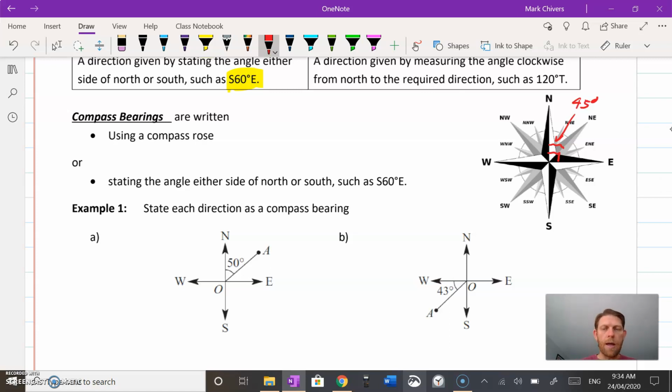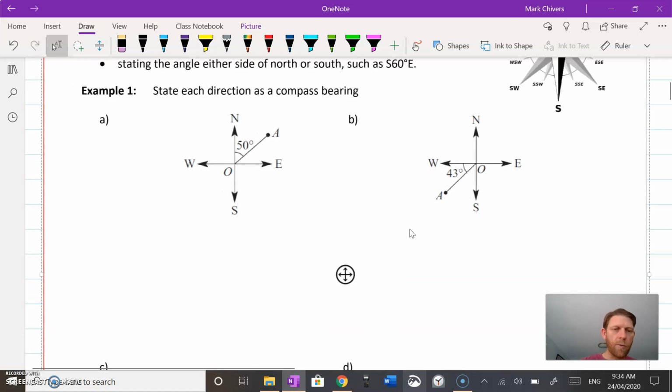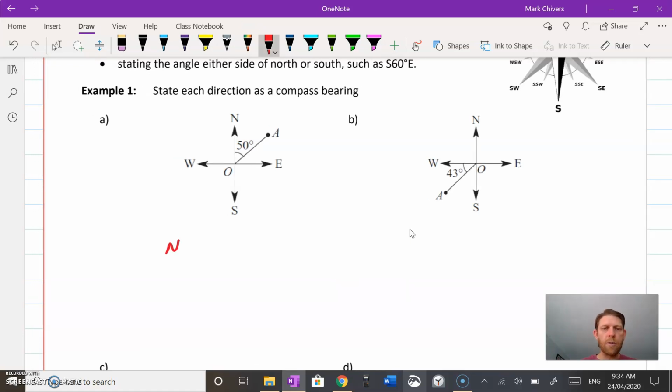As we go along, we'll have a go at some compass bearings first. With a compass bearing, we have to say whether we start from north or south. In this particular case, A is closer to north than it is to south, so always choose the one it's closer to. It's north of the east-west axis, so it's going to be north first, and we're moving 50 degrees away from north, in the direction of west. North 50 degrees west would be out here somewhere.